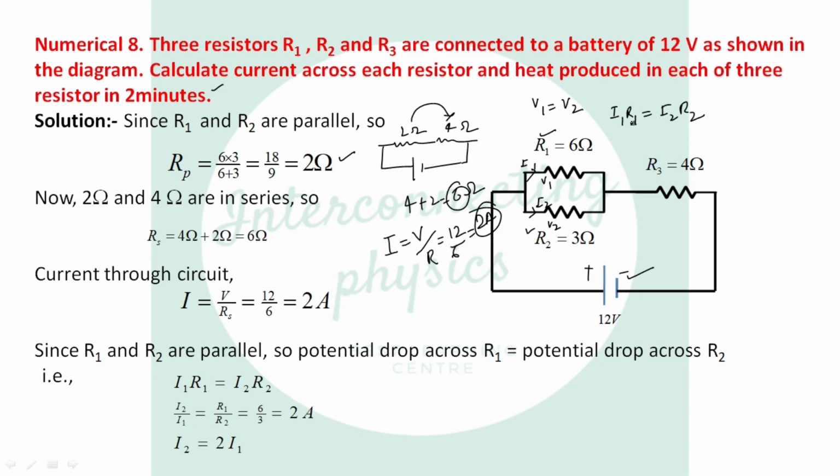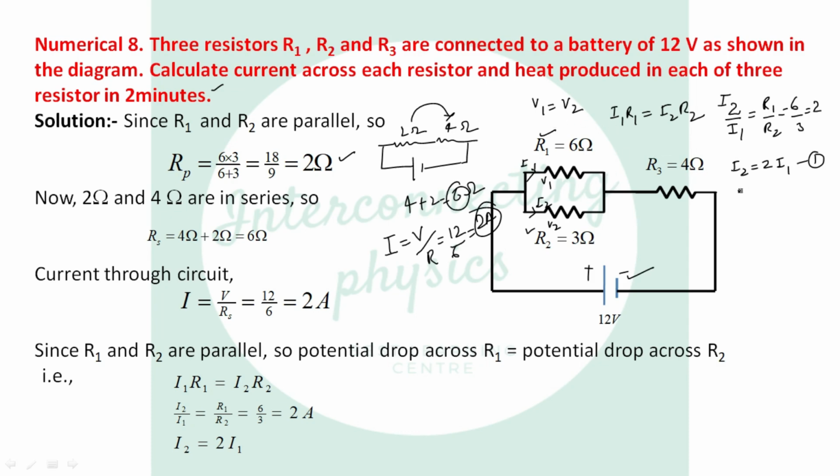Okay, now what we have to do is I2 divided by I1, which is equal to R1 divided by R2. What is R1? R1 is 6. What is R2? It is 3. That is 2. That means I2 equal to 2I1. This is equation number 1. This is the method by which we calculate the current across each resistor.